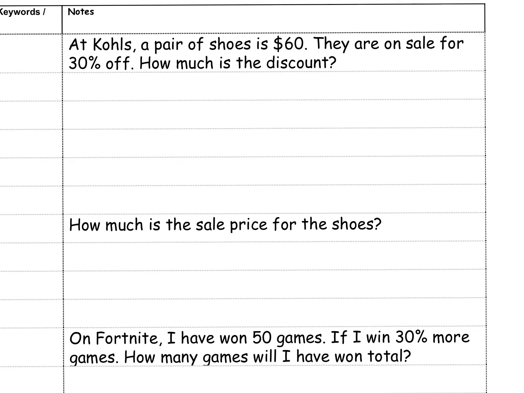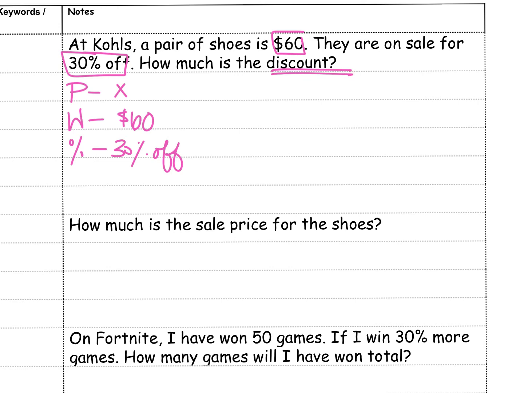Our next one reads, at Kohl's, a pair of shoes is $60. They are on sale for 30% off. How much is our discount? So, part, whole, percent. Start with identifying. $60 was the original, so that is the whole. 30% off is my percent. And then the part is our discount. And I want to make a note quickly. When I am reading this, I notice it's 30% off. So the part, when I solve, is going to be how much money off I get on this question, which is going to be that discount value.